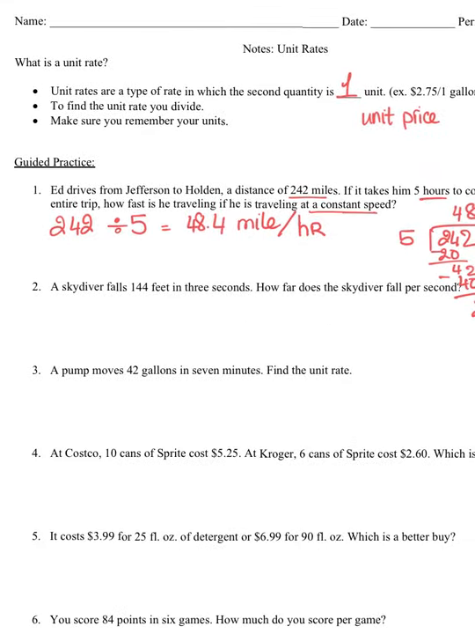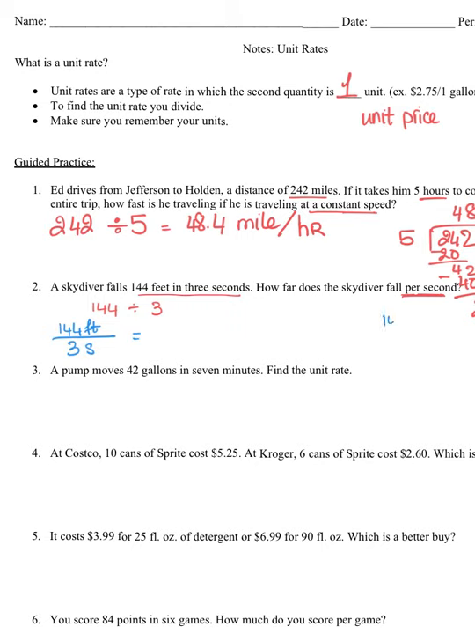Number 2. A skydiver falls 144 feet in 3 seconds. How far does the skydiver fall per second, for 1 second? So for 1 second, we have 144 divided by 3. So we're gonna find it in 1 second. I write it this way, but sometimes you will see a teacher or other person write 144 feet over 3 seconds. You know this is also division, okay? And we can do it both ways.